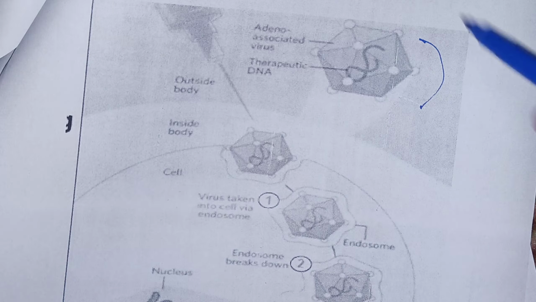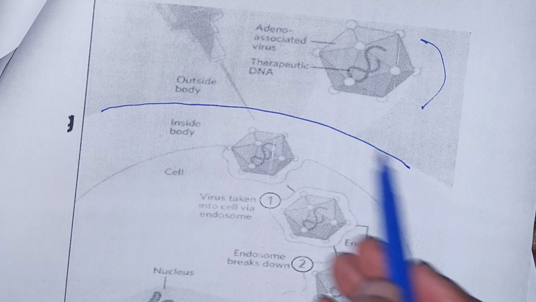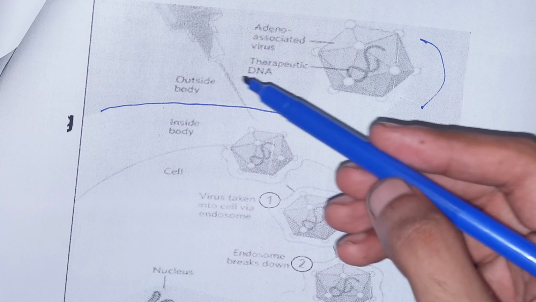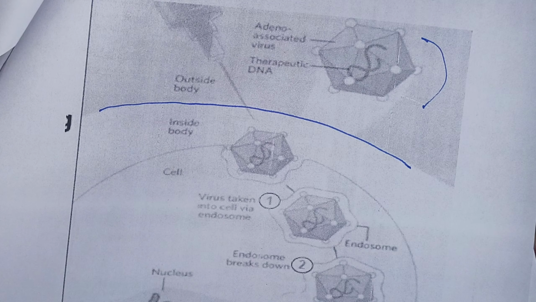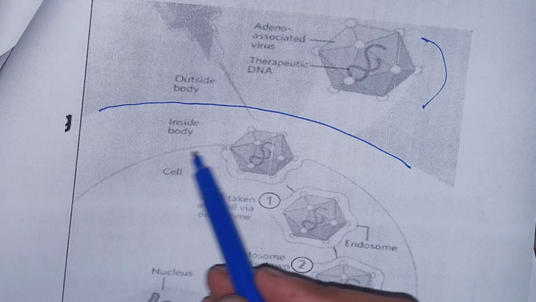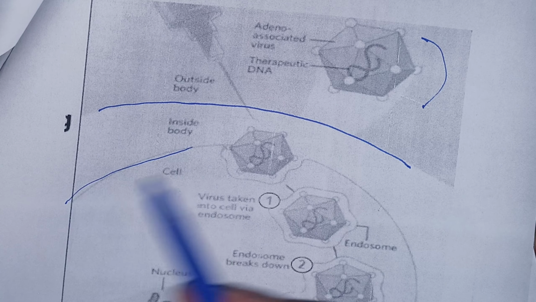Then what do we do? We inject this virus into the human body. This is the outside of the body and this is the inside of the body. We injected this virus, and inside the body you can see what's happening. This is the human cell. This complete thing is the human cell. This is the cell membrane of the human cell.